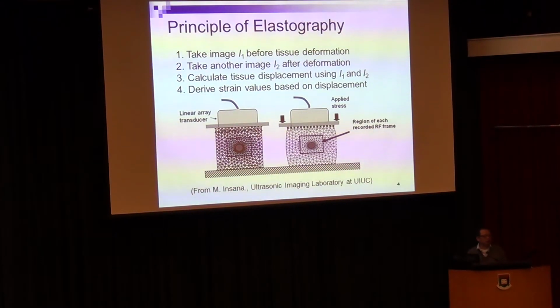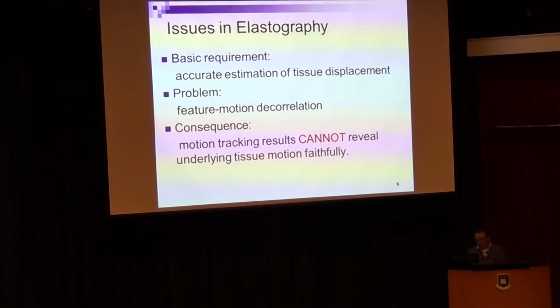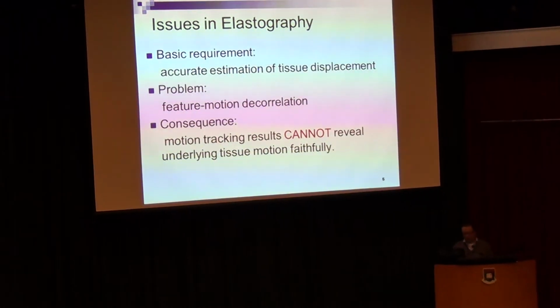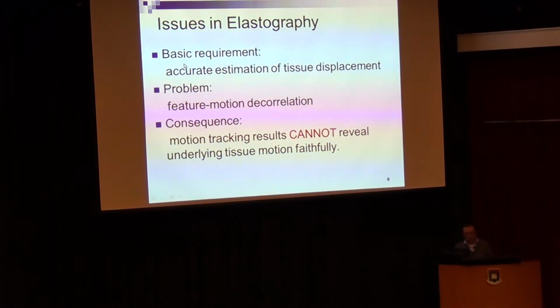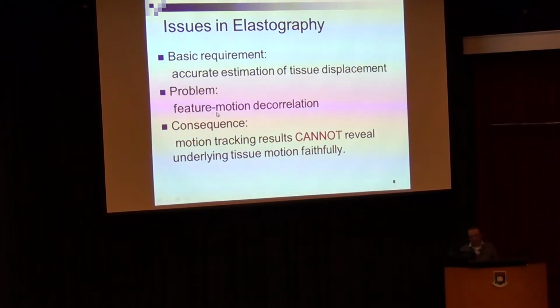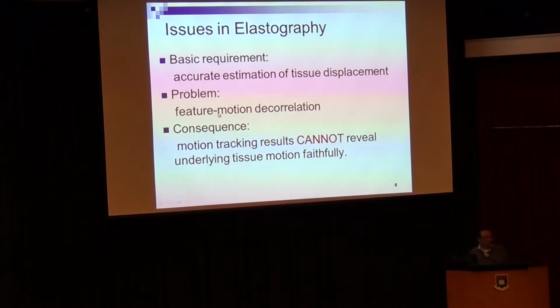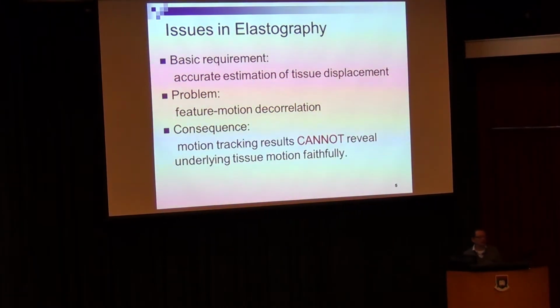How hard the tissue roughly is. So in this elastography imaging procedure, the basic requirement is that you have to have accurate estimation of the tissue displacement. But actually, this is not easy for ultrasound images.